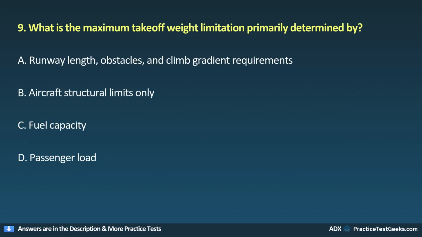9. What is the maximum takeoff weight limitation primarily determined by? A. Runway length, obstacles, and climb gradient requirements. B. Aircraft structural limits only. C. Fuel capacity. D. Passenger load.